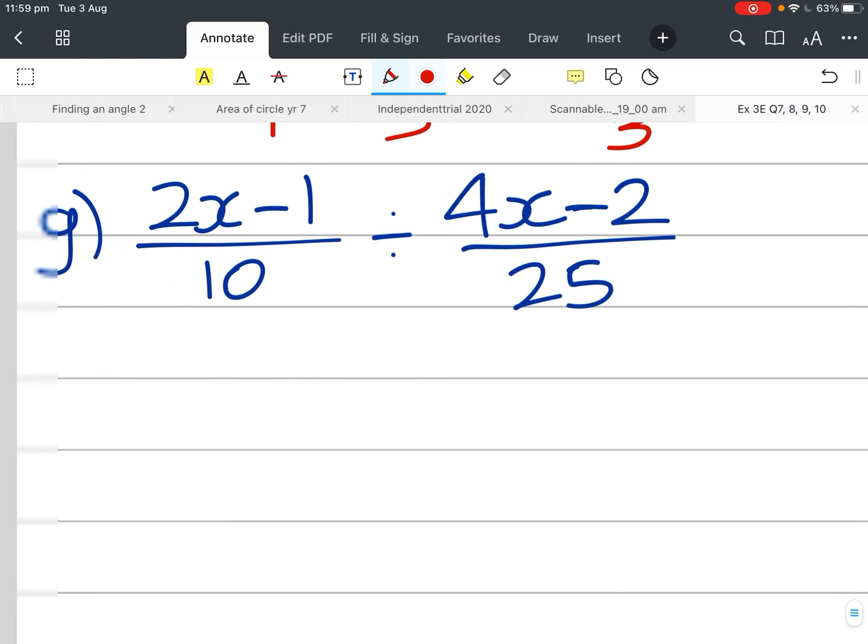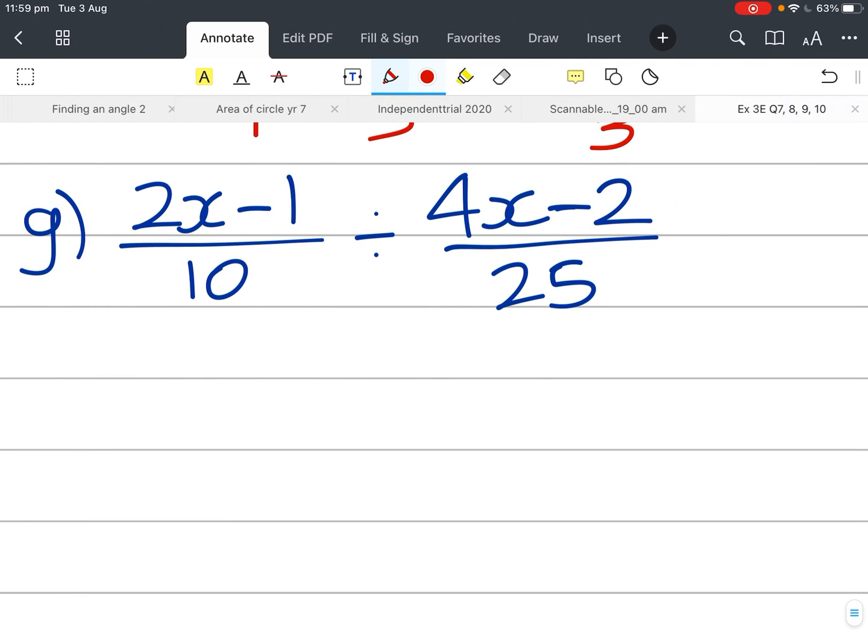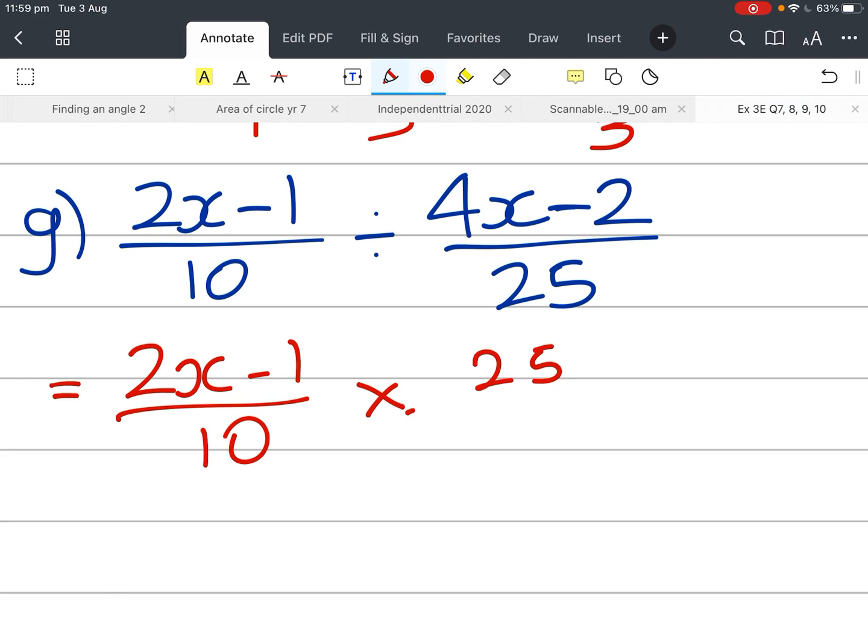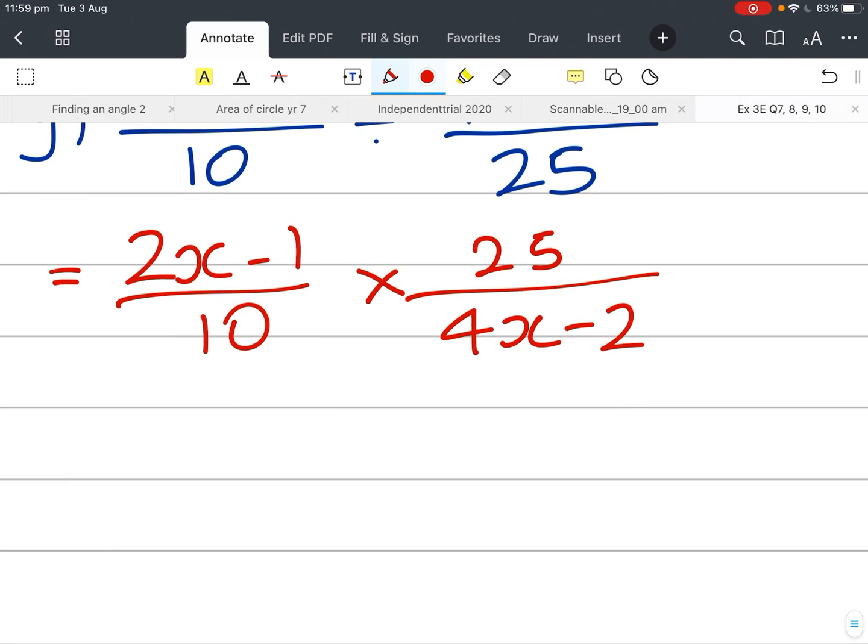Pause the video at any time. Remember the rule for this one is to multiply and flip the second fraction. Here I go. I'm going to do that first. Times 25 on top, 4x minus 2 on the bottom. Hopefully I'm going to have enough room for this one.